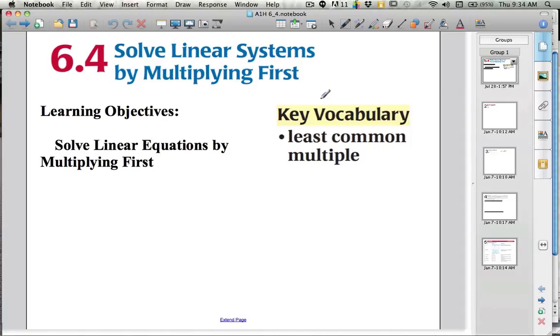In 6.4, we will continue to solve linear systems by multiplying the systems first. So I sort of alluded to this in 6.3. Sometimes when the two equations are not appropriately composed, adding or subtracting won't eliminate a variable. And when that happens, what I can do is multiply the equations by a value in order to create the scenario that I need. So let's see what that looks like.